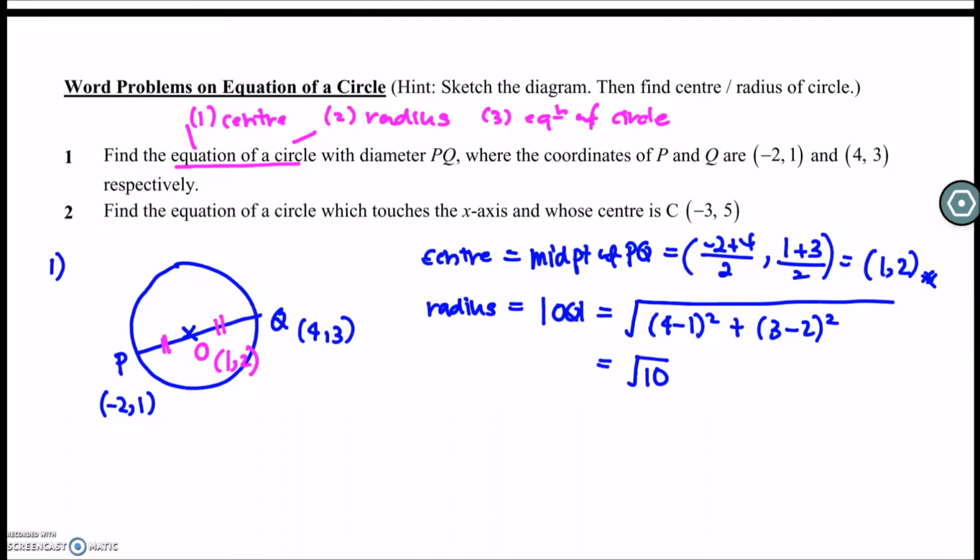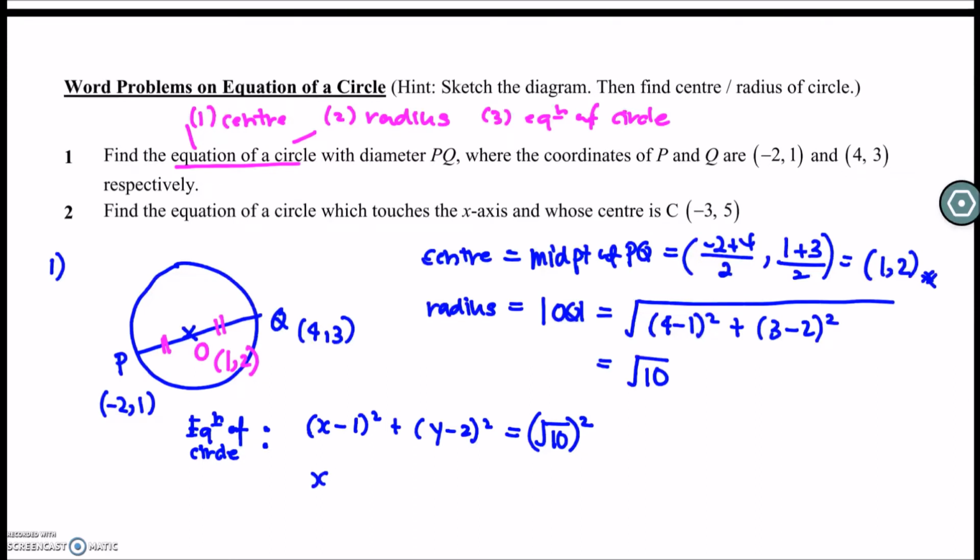So with our previous video on finding the equation of circle, we can first start off with the standard form and expand and simplify to get our general form. So our standard form would be (x minus 1) squared plus (y minus 2) squared equals radius squared. So radius is square root 10, then squared. So this is the equation of circle. We cannot leave our answer in standard form.